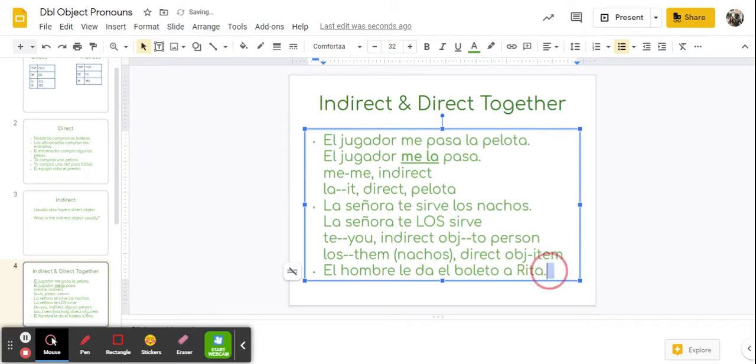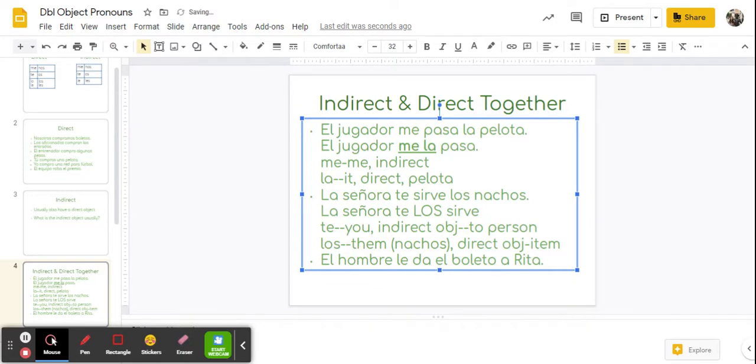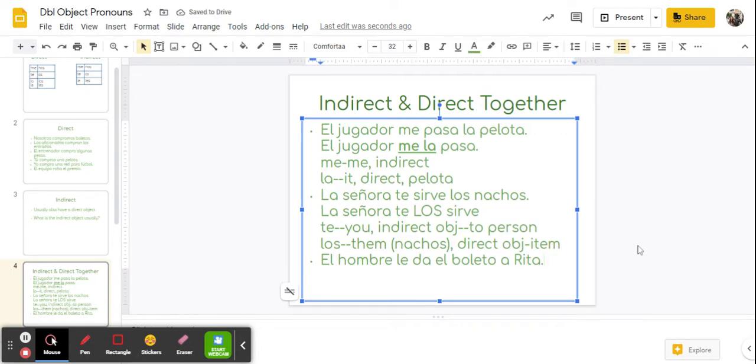Last example. El hombre le da el boleto a Rita. The man, el hombre, gives, da, el boleto, the ticket, to Rita. So I have this le pronoun here. Even if the indirect object is a person, I still put my pronoun for indirect objects. But if I want to change it to "the man gives it to her," I'd go el hombre, indirect object, le. Then I have my direct object after that, which would be lo, and then da.